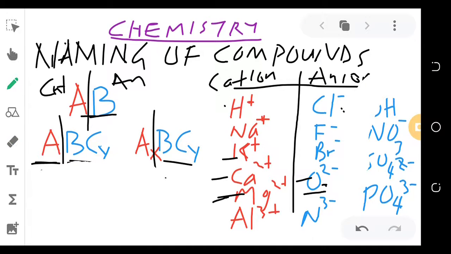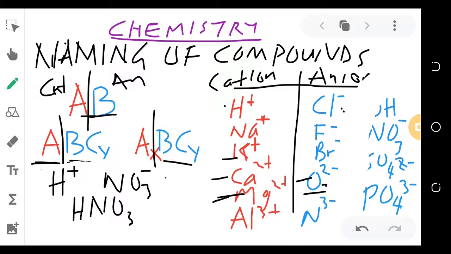So let's pick hydrogen, and let's pick nitrate, NO3-. Now the charges are equal and opposite, +1 and -1, so they will cancel out. So you simply have HNO3. Now in naming this compound, you always name from the anion, from the anionic side.